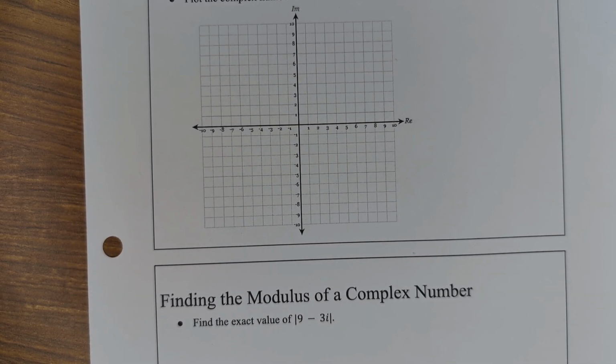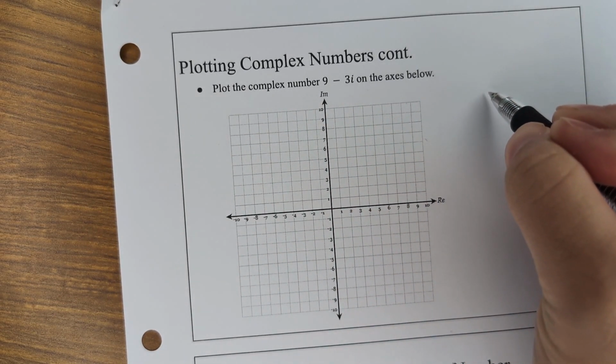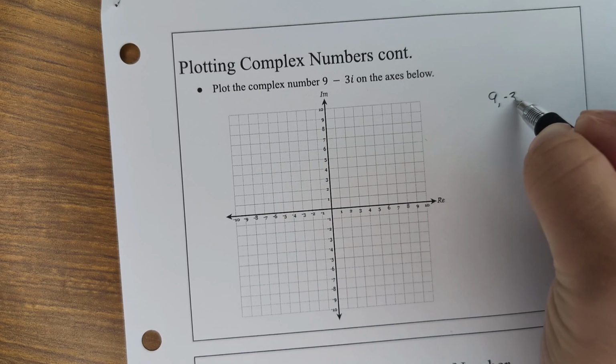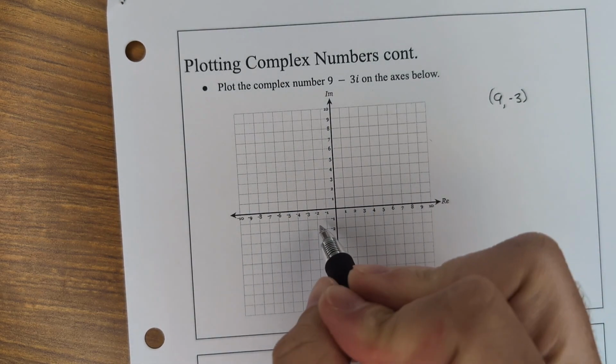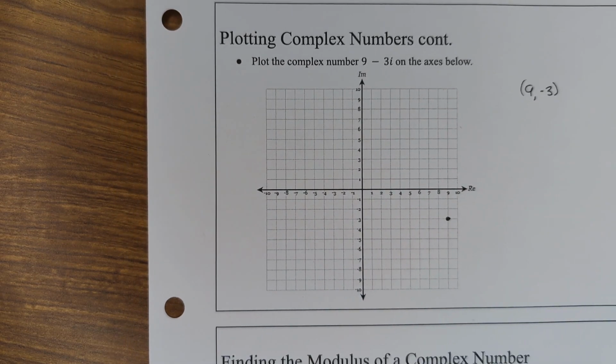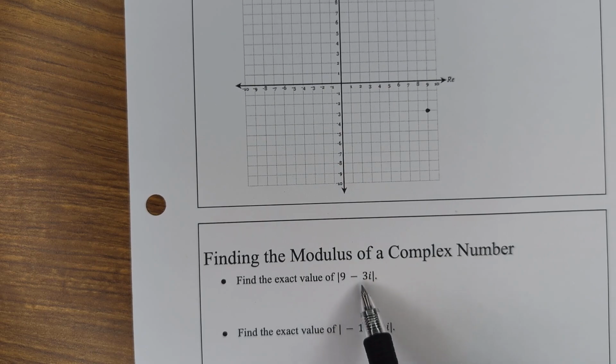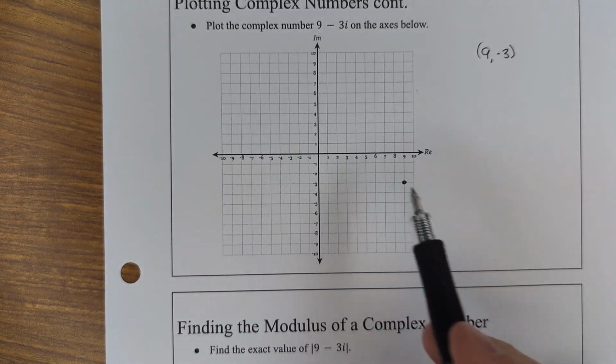Okay, so second one here, 9 minus 3i. So that's like plotting the point 9, -3. So over 9, down 3. All right, so find the modulus. So actually this one down here is the same as this. So we'll talk about what we're talking about.